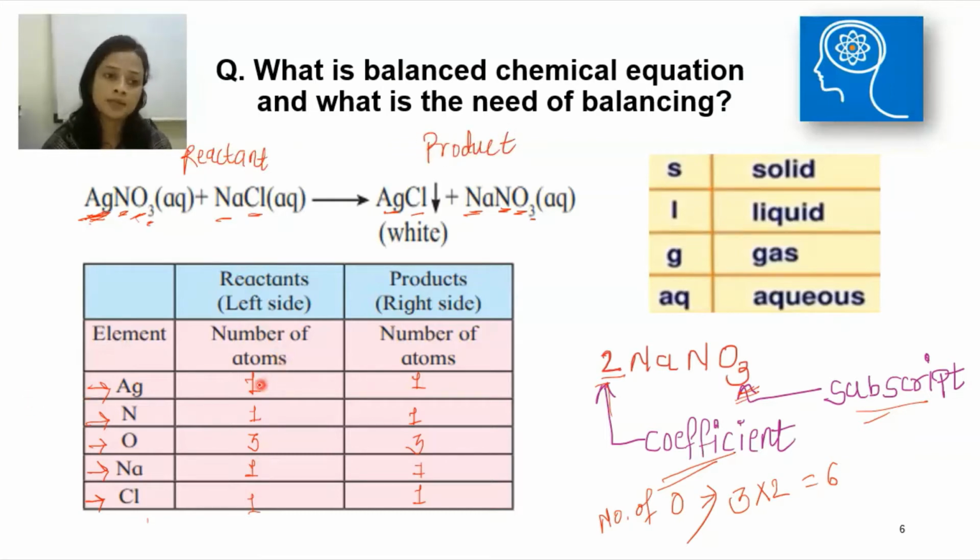So the elements present on the left side of the equation, that is the reactant side, and the specific elements present on the right side of the equation, that is the product side, are the same. Okay, you can observe here. It means that this is the balanced chemical equation. Okay, now got it? Now next.